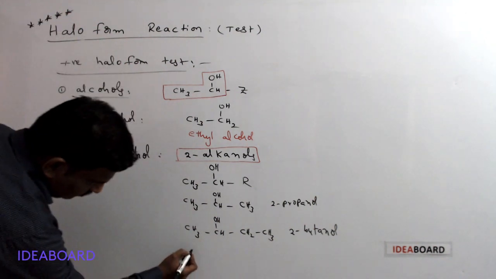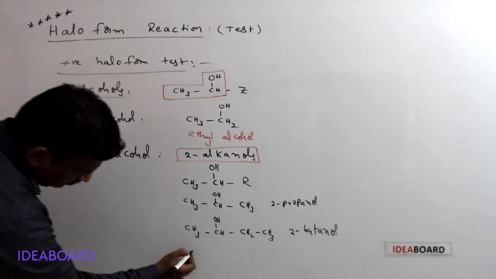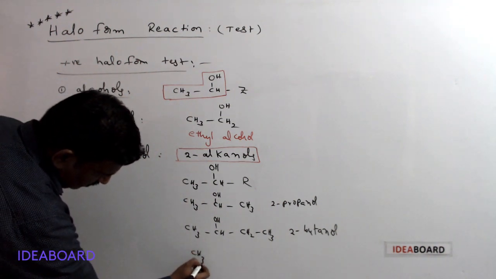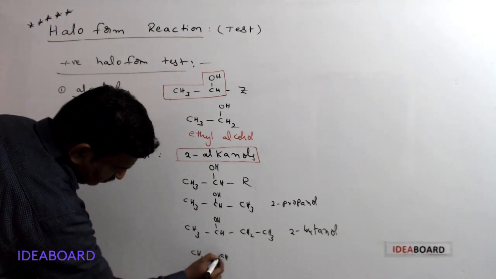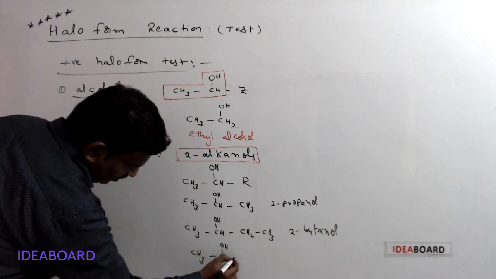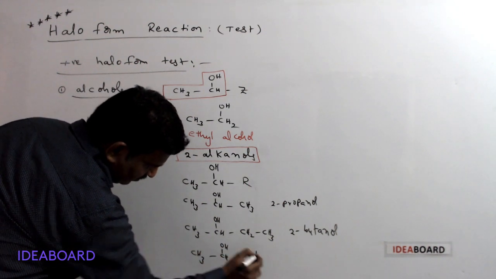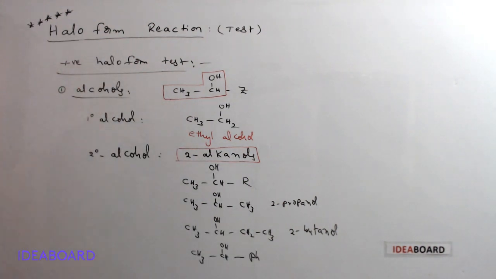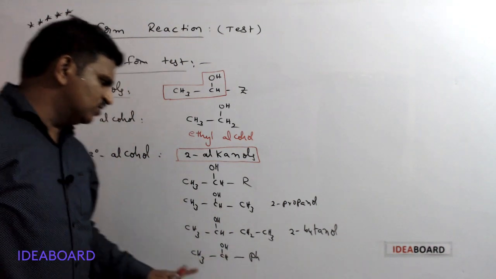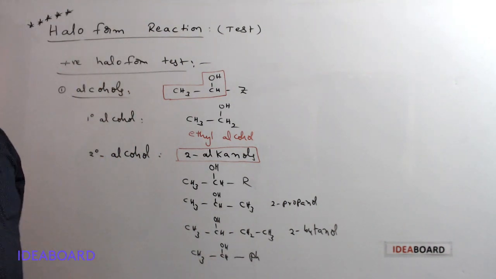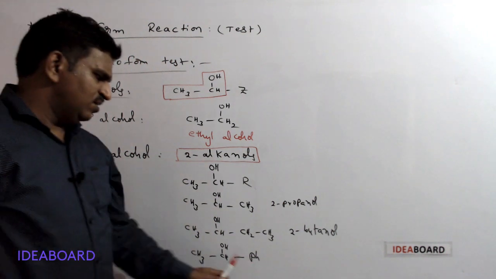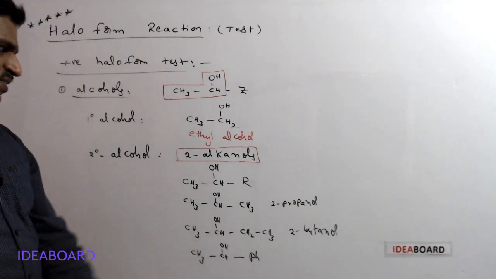Okay, and suppose you are taking CH3 CHOH and here there is Ph. Ph means benzene ring, C6H5. Even they also give a haloform test. Even if it is a benzene ring, they also give the haloform test.